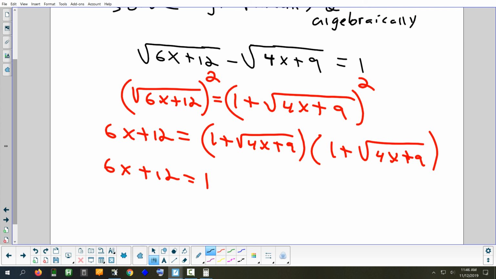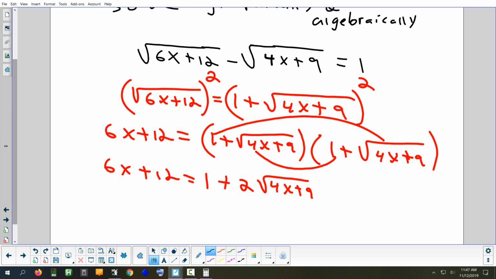Jacob, what's 1 times the square root of 4x plus 9? The square root of 4x plus 9. And what's the inner 1 times the square root of 4x plus 9? The same thing. So how many of them do you have? You have 2. You have 1 times the square root of 4x plus 9, another 1 times the square root of 4x plus 9. So you have 2 of the square root of 4x plus 9s.